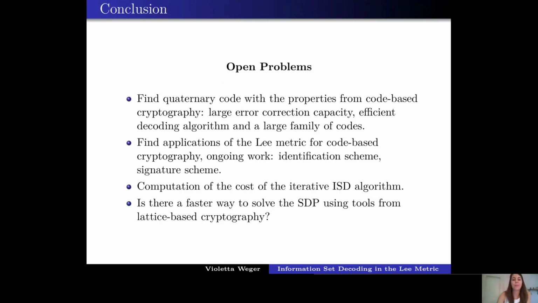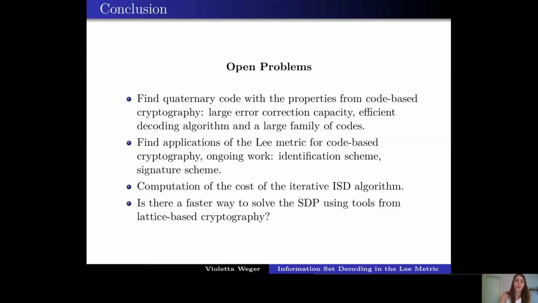Now, being an iterative algorithm, the computation of the cost is very difficult, and so I put it as one of the open problems. And also when we got back the reviews of the article, there was a very interesting question. Right now we have translated techniques that we know from the Hamming metric to the Lie metric. How about we translate techniques from the Euclidean metric to the Lie metric? Would that be any faster?